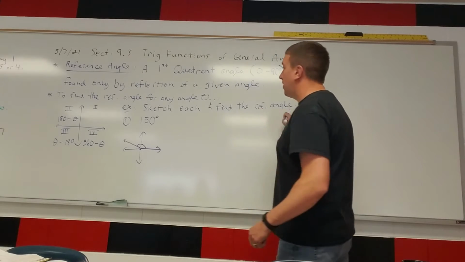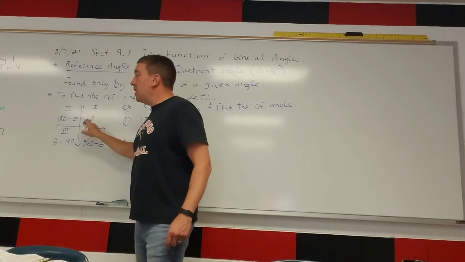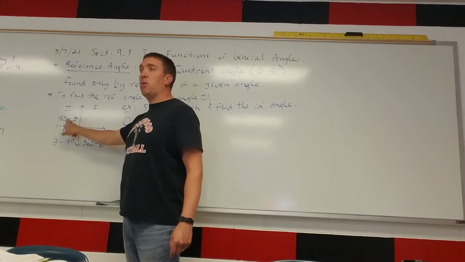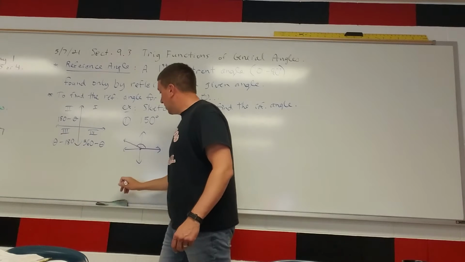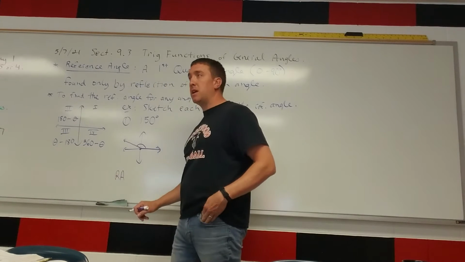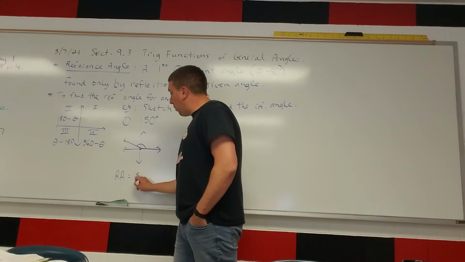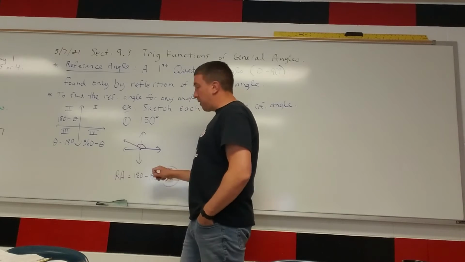How do you find the reference angle? You don't really even worry about what I put for the definition over here. You just literally do this. If it's in quadrant 2, how do you find its reference angle? You subtract it from 180. So literally, the reference angle, I'm going to label it RA for reference angle. Reference angle is 180 minus 150, which is 30 degrees.